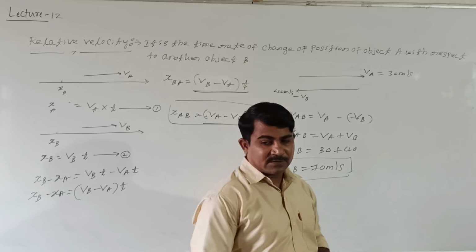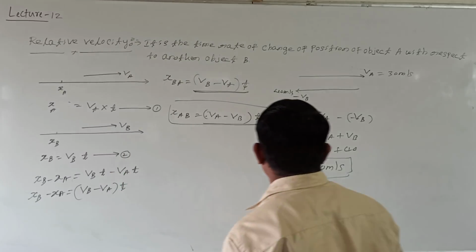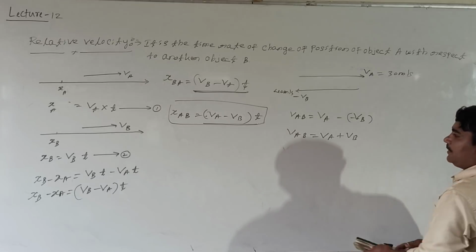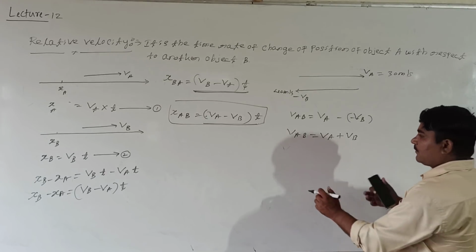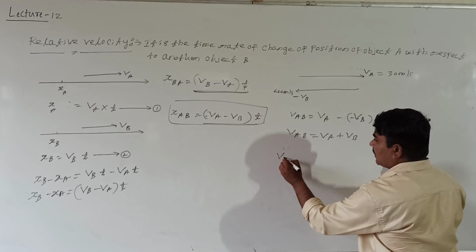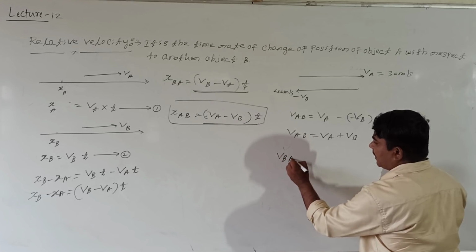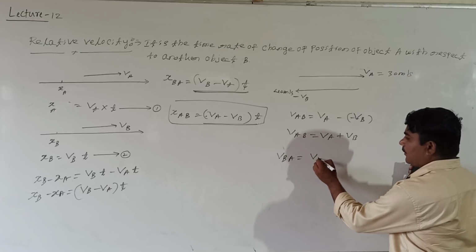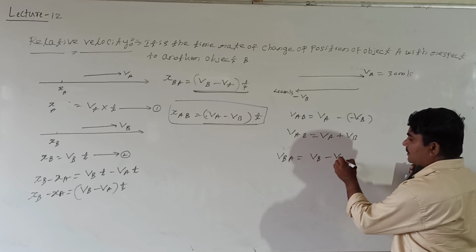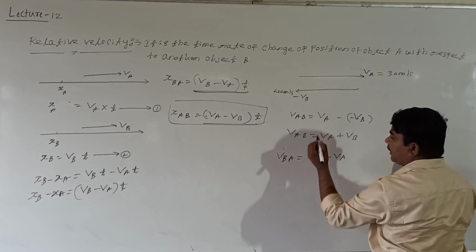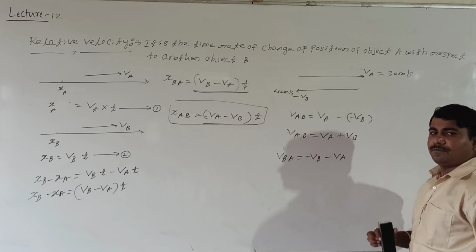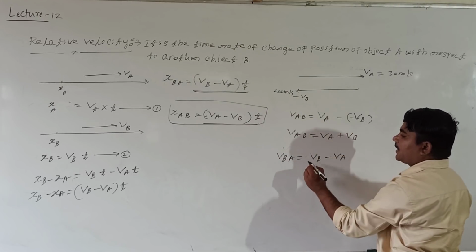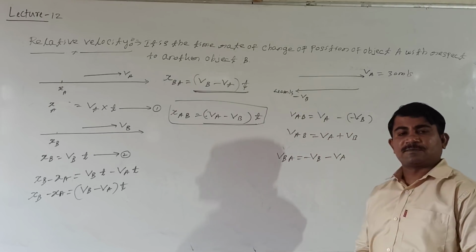Now I will take the reverse. We have VAB equal to VA plus VB. Now reverse means I will take the velocity of object B with respect to object A. How to write this value? This value equals VB minus VA, but VB is taken to be negative. That's why I am taking this value as minus. Actually it is VB minus VA, but VB is taken to be negative, that's why I am putting it like this.